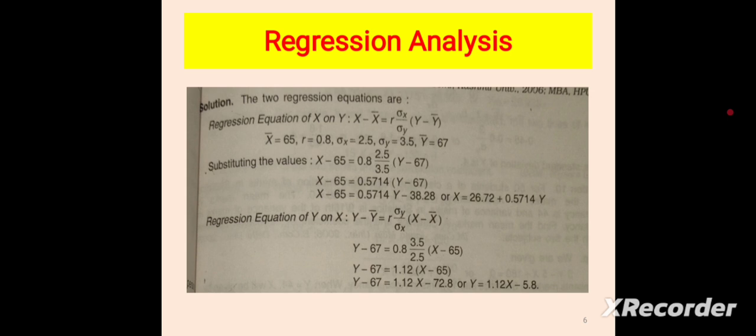So y minus 67 is equal to 1.12x minus 72.8. At that time, minus 67 on the left side is taken to the right side, so minus 67 becomes plus 67. So minus 72.8 plus 67 is equal to minus 5.8. So y is equal to 1.12x minus 5.8. This is the calculation of the regression equations.